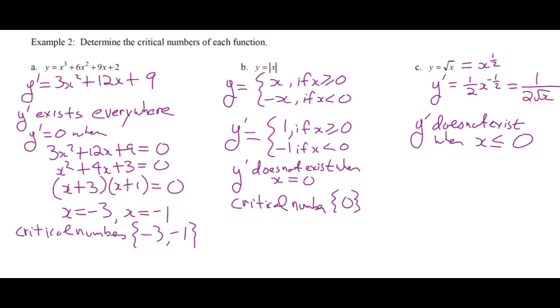Is there any point at which y prime is 0? Can you make 1 over 2 root x equal 0? No. Right? You've got to get the numerator to 0, and it's 1. So, okay. What's the critical number? 0 is the critical number.